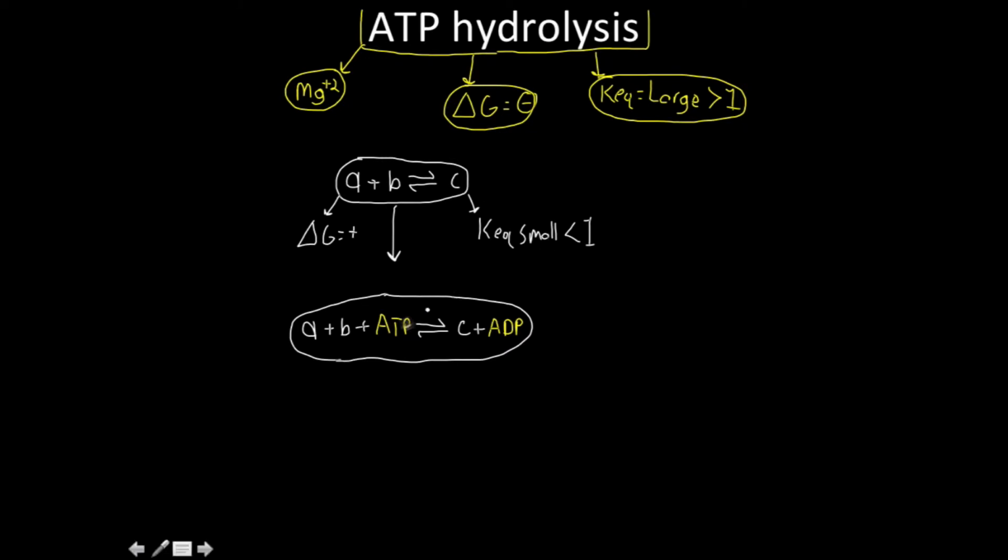So this reaction, now that we've added ATP, usually is going to give us, because ATP is such a thermodynamically favorable product here, a delta G value that is negative, and it's now going to have an equilibrium constant that is large. That equilibrium constant is now going to be greater than 1, or at least increased in some magnitude.